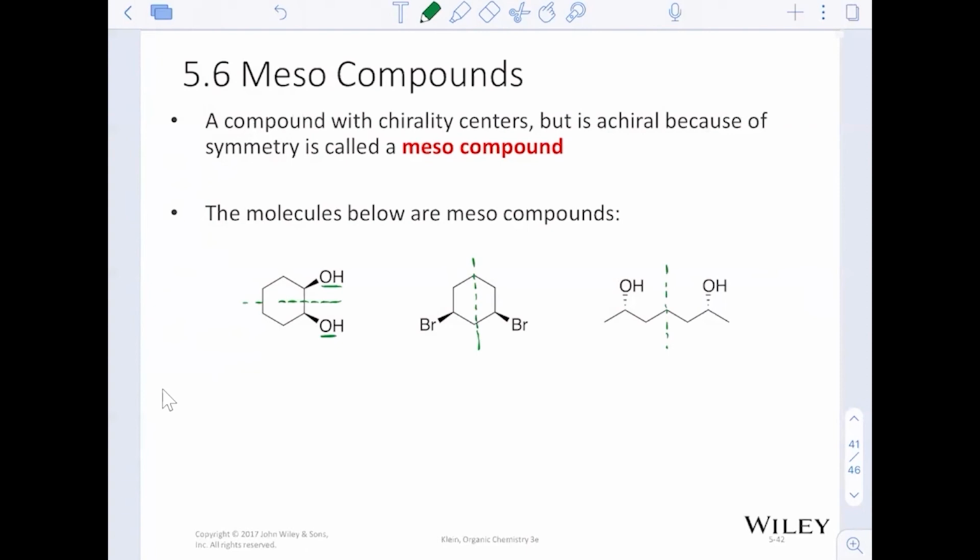A meso compound also will have less than the predicted number of stereoisomers. Remember, because if you were to think about drawing all possible stereoisomers, the enantiomer is not different. These are equal to each other. So this is one of the options, right, for 2 to the n. That is not an enantiomer. These are identical. So usually meso compounds also have one less stereoisomer than based off of the 2 to the n formula.